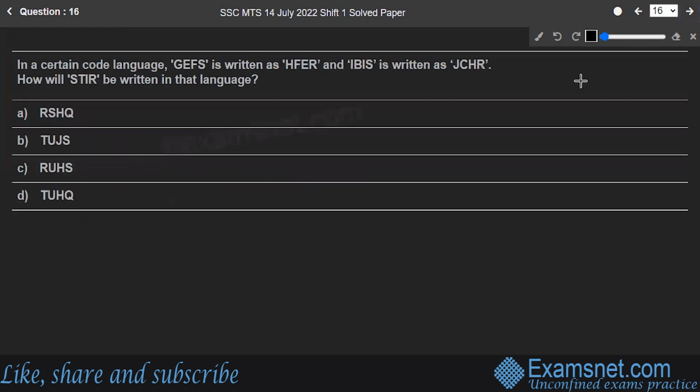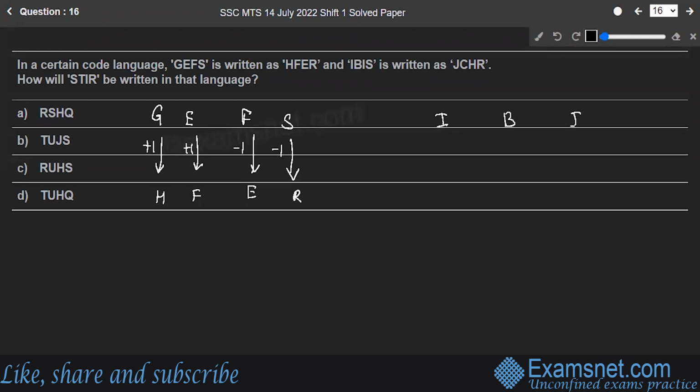Next, question number 16. In a certain code language, GEFS is written as HFER and IBIS is written as JCHR. You have to find out how STIR will be written in that language. So let's go. First is GEFS. This is written as HFER. If you're looking at this first set, G to H is plus 1 over here, E to F is plus 1 over here, F to E is minus 1 over here, and S to R is minus 1 over here.